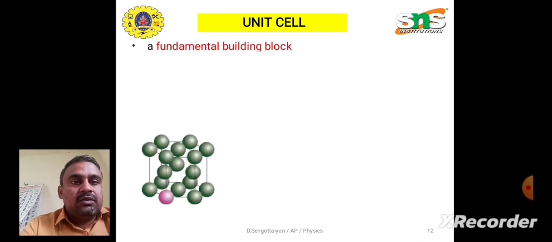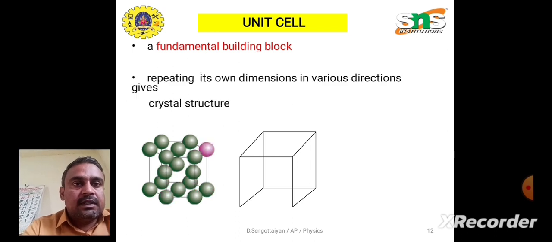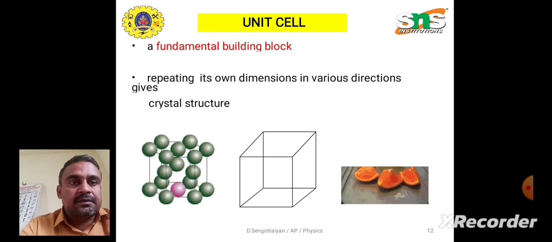So finally, the unit cell is the fundamental building block in 3 dimensions. Repeating it in various directions gives the crystal structure.